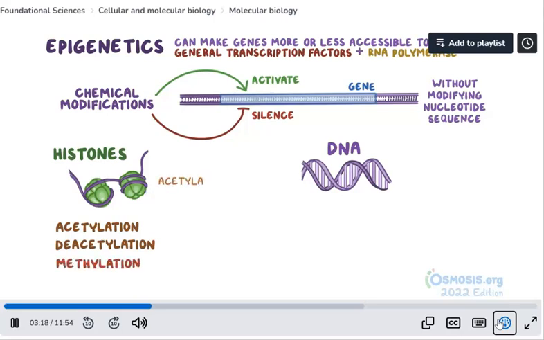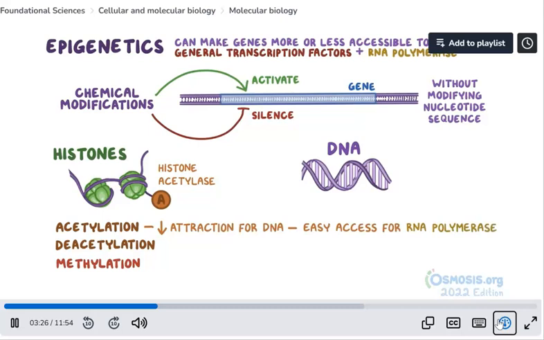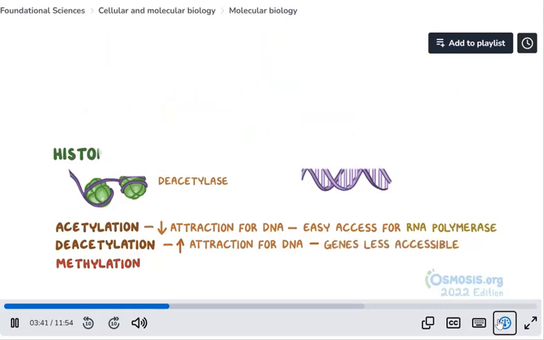When an enzyme called acetylase adds an acetyl group to the histones, this decreases their attraction for DNA, so the genes become more easily accessible for RNA polymerase. On the other hand, if another enzyme called histone deacetylase removes an acetyl group, it has the opposite effect, increasing the attraction between DNA and histones, so DNA wraps more tightly around the histones and makes the genes less accessible.